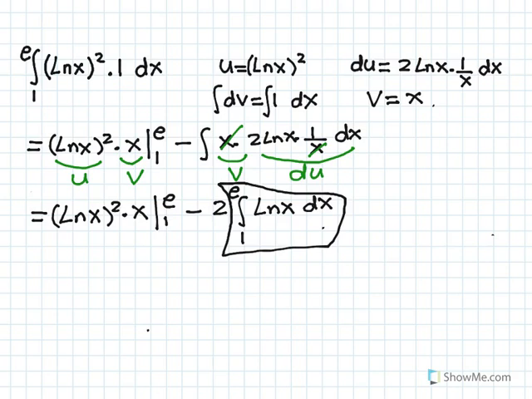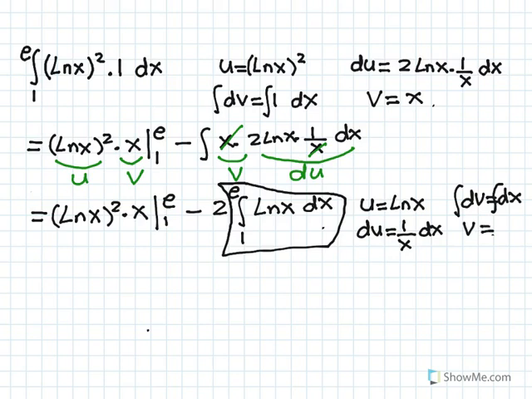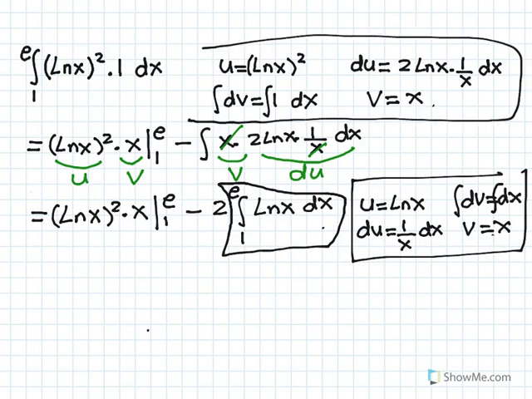And you can see how the power has been reduced. We had (log x) squared, now we have log x. So we know we're going in the right direction. We have to apply another integration by parts. So we're going to let u be equal to log x, du is 1 over x dx. dv is dx. And integrate both sides. Integral of 1 dx is just x. v is equal to x. Let's put these in boxes.